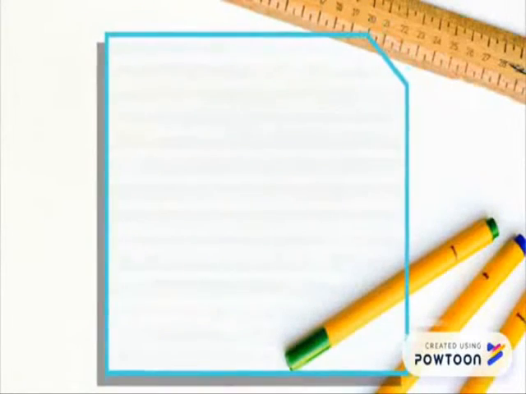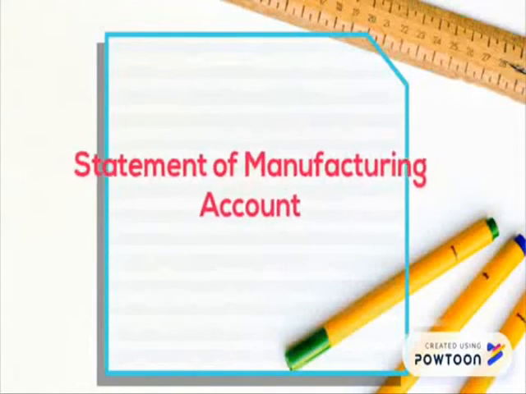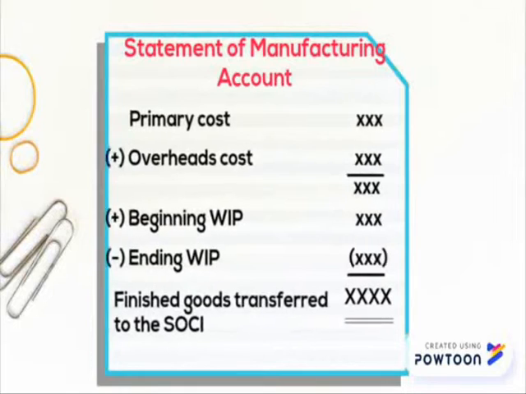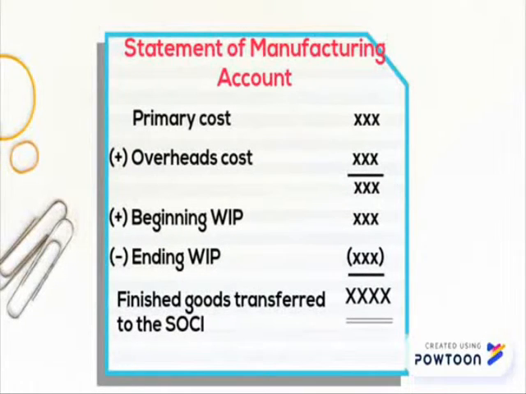When you can differentiate between prime cost and overhead cost, you can calculate completely the statement of manufacturing account. Prime cost plus overhead cost and plus or minus work in progress, and lastly you will get the amount of finished goods that will be transferred to the income statement.